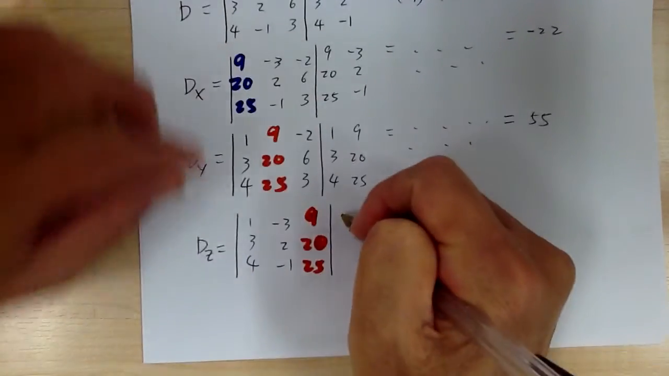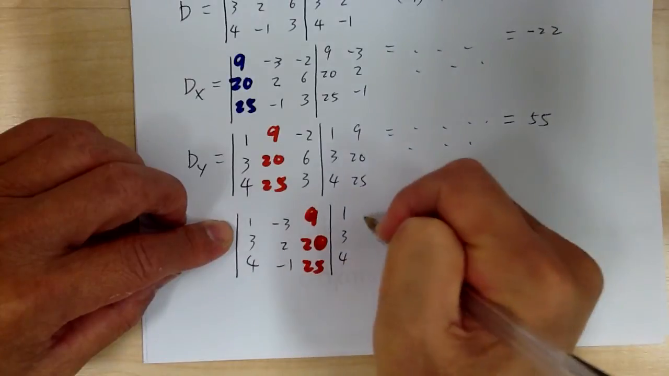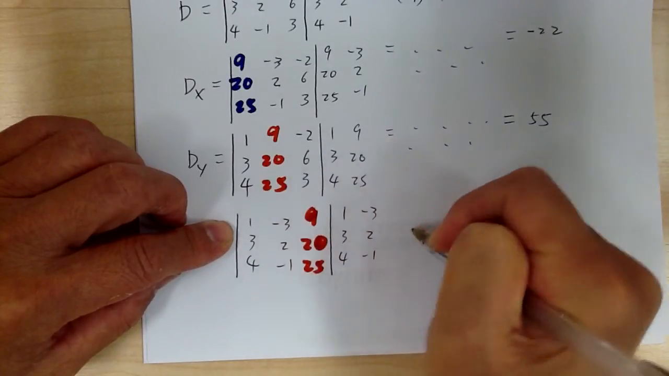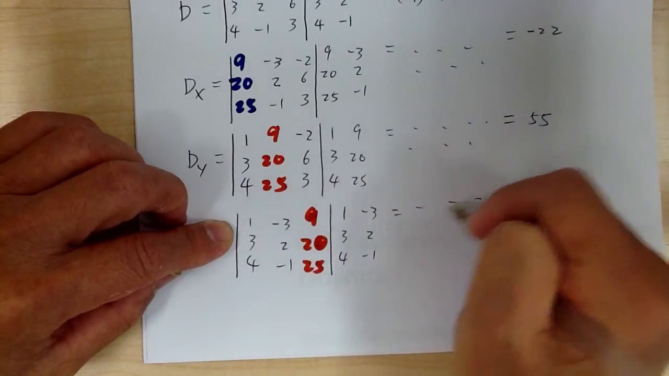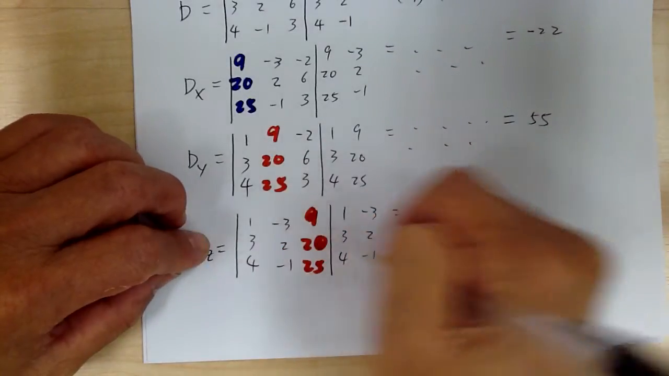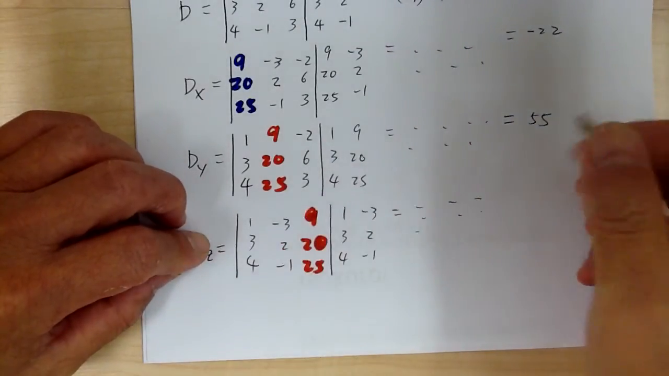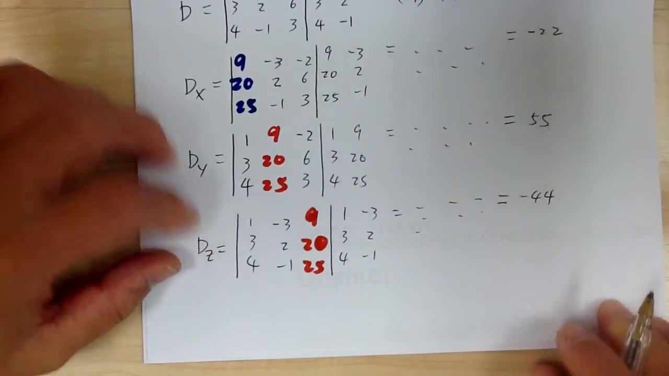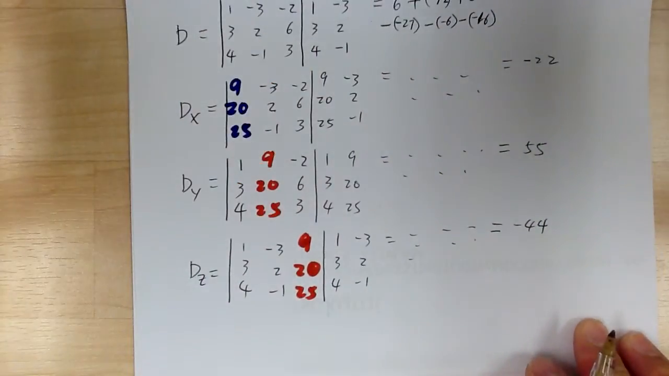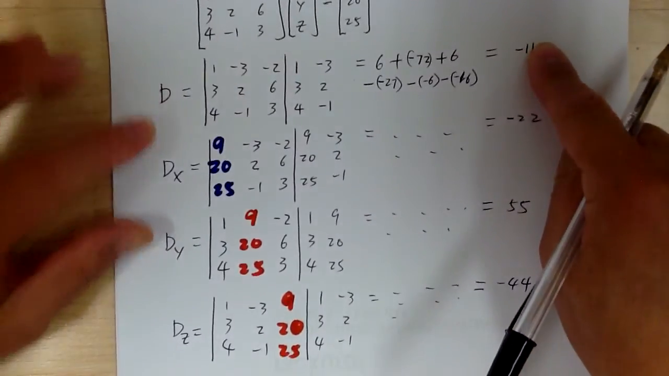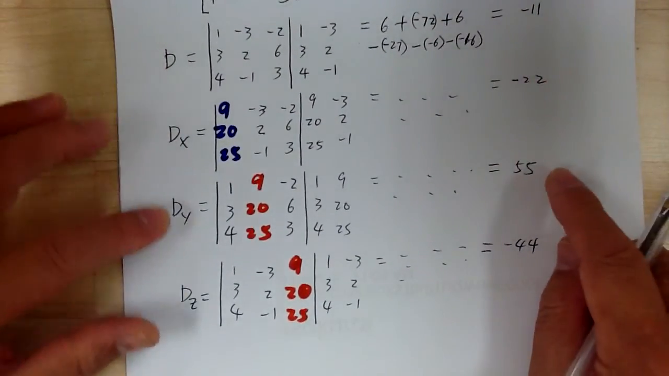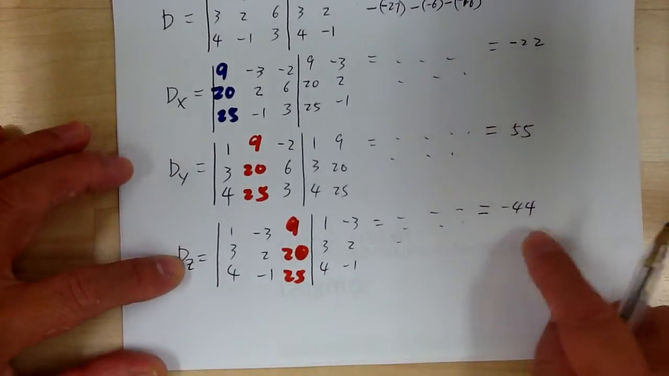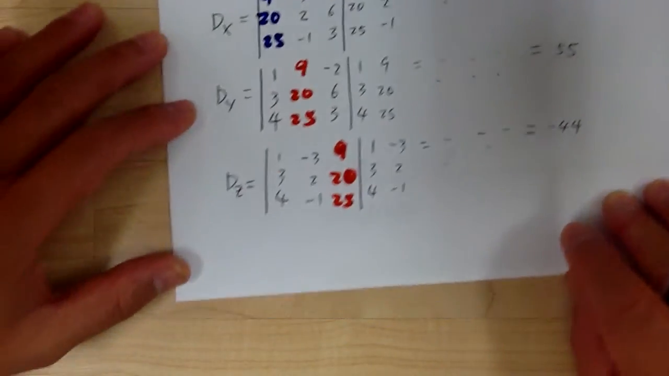And again, you copy the first two columns. We did this before, right? So again, you figure it out. You get the diagonal, and you minus the diagonal, right? So this will equal negative 44. Okay? So d equals negative 11, d of x equals negative 22, d of y equals 55, d of z equals negative 44. Okay?